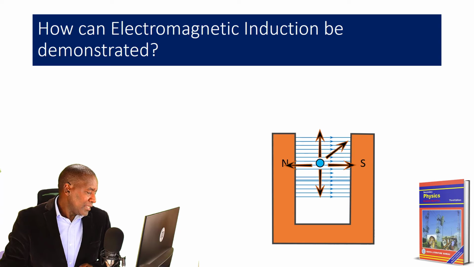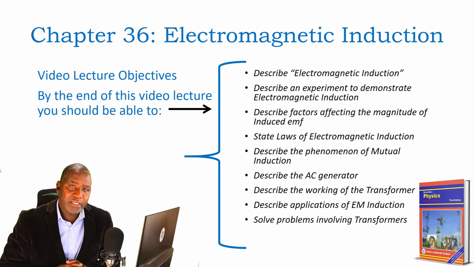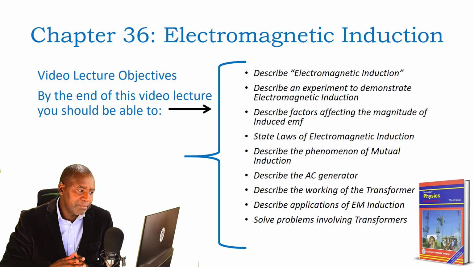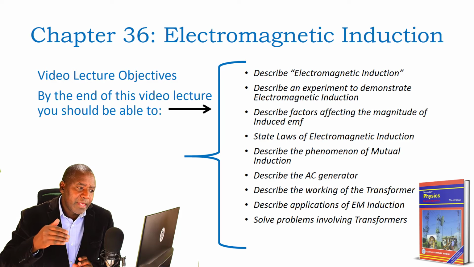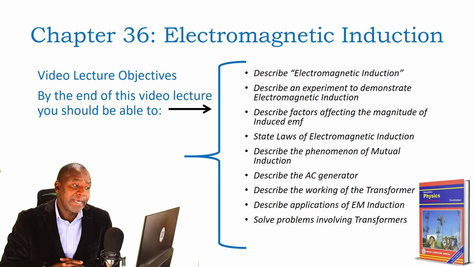Let's go back and see. So we've been able to describe electromagnetic induction as a way of coming up with electricity when we use magnetism. We've been able to describe a simple experiment that you can do in the lab to demonstrate electromagnetic induction. Now we want to look at factors affecting the magnitude of induced EMF.